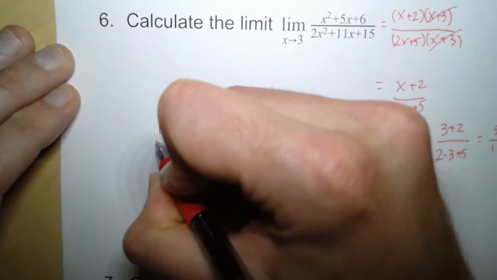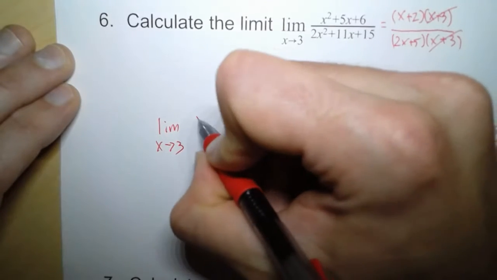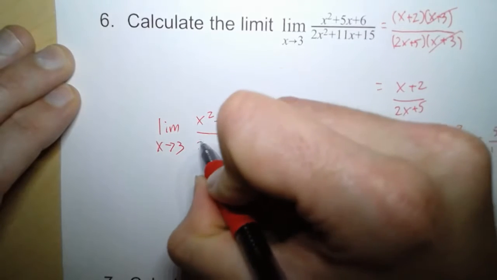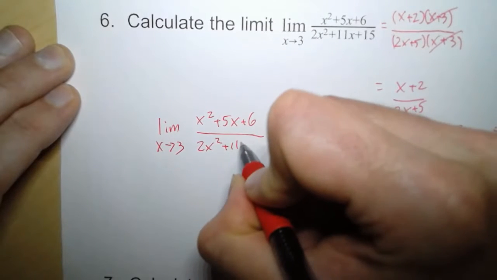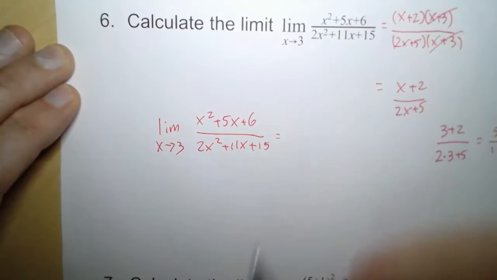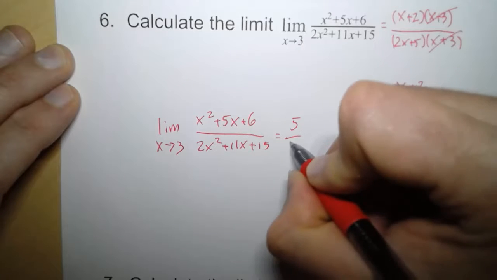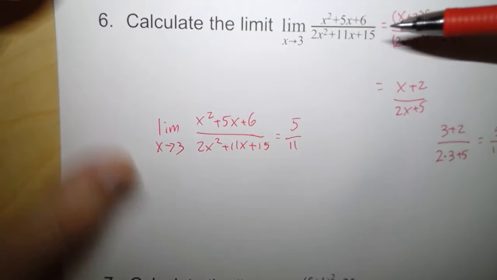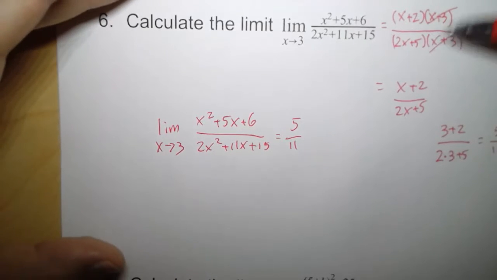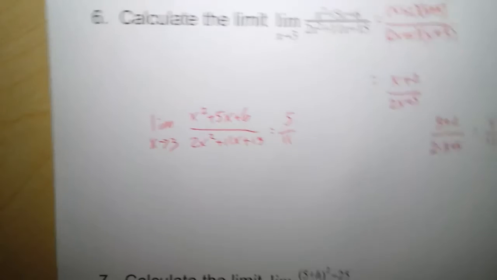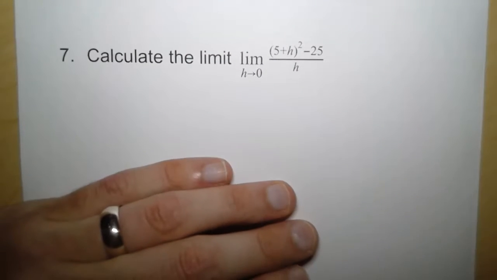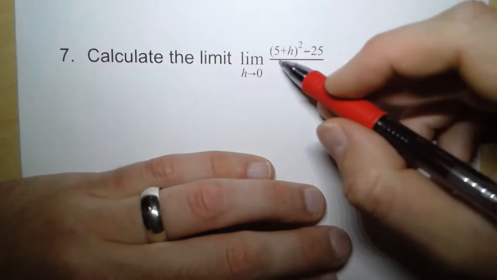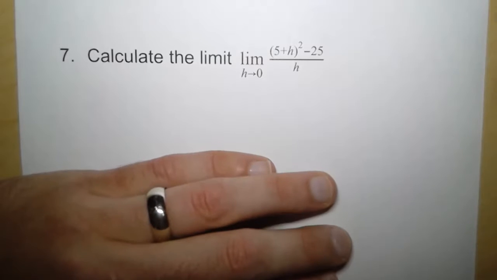So the limit as x approaches 3, x squared plus 5x plus 6 over 2x squared plus 11x plus 15, that's going to equal 5 over 11. So in all these cases, we had a polynomial, or 2, where we had to factor and cancel out the common factor. Number 7 works in a very similar way, except here we have to expand this out, not factor it. So we have 5 plus h quantity squared.